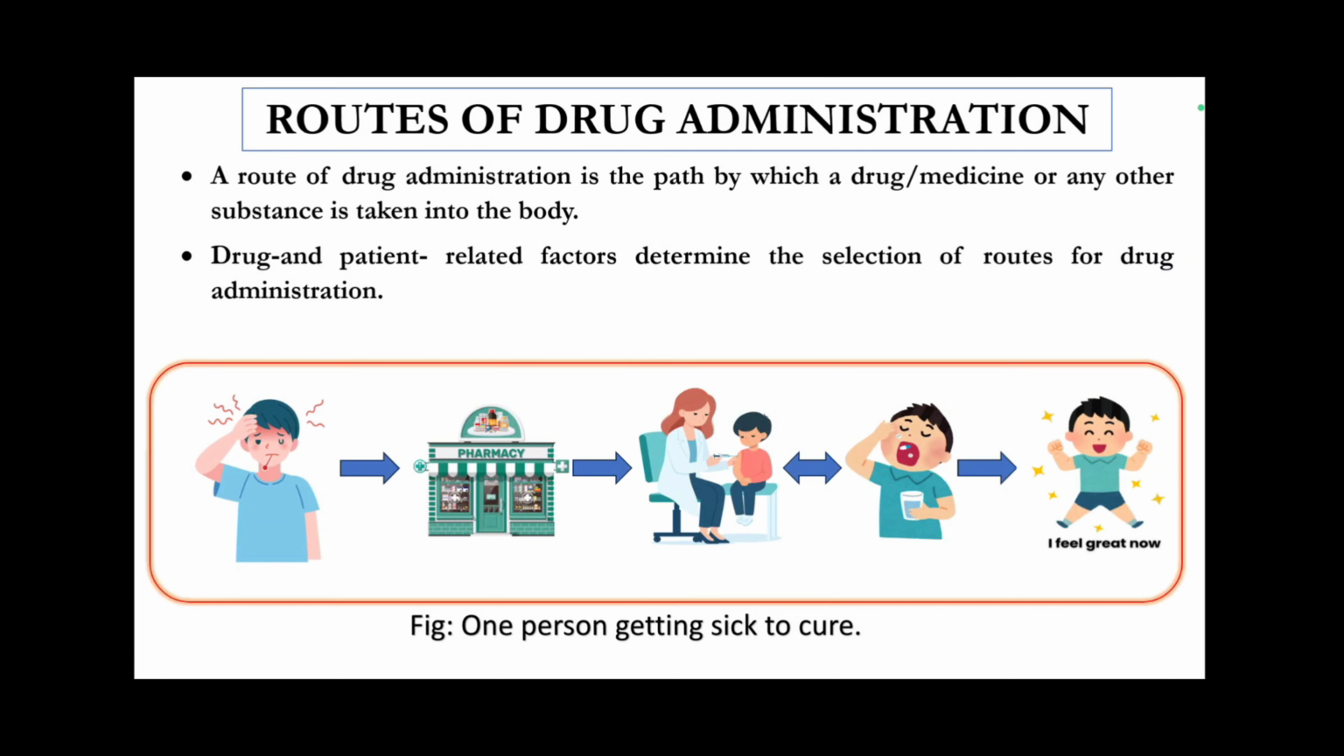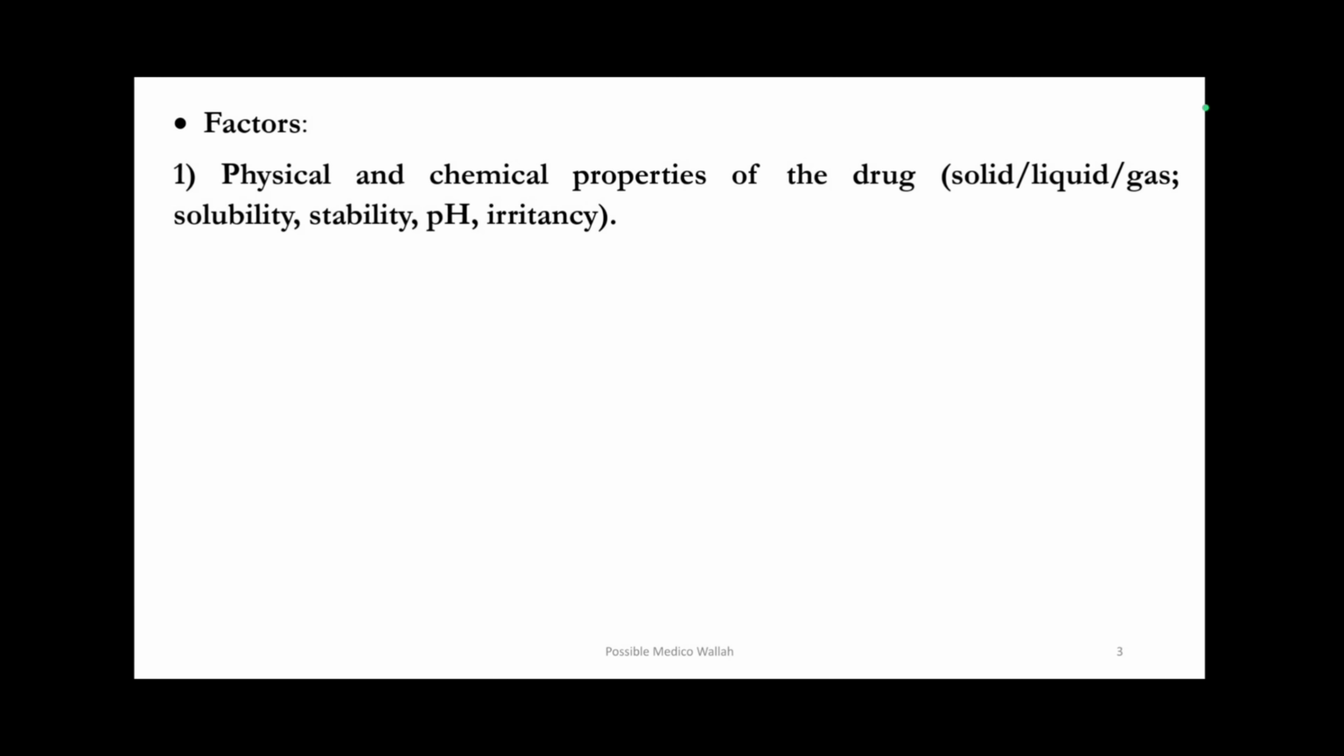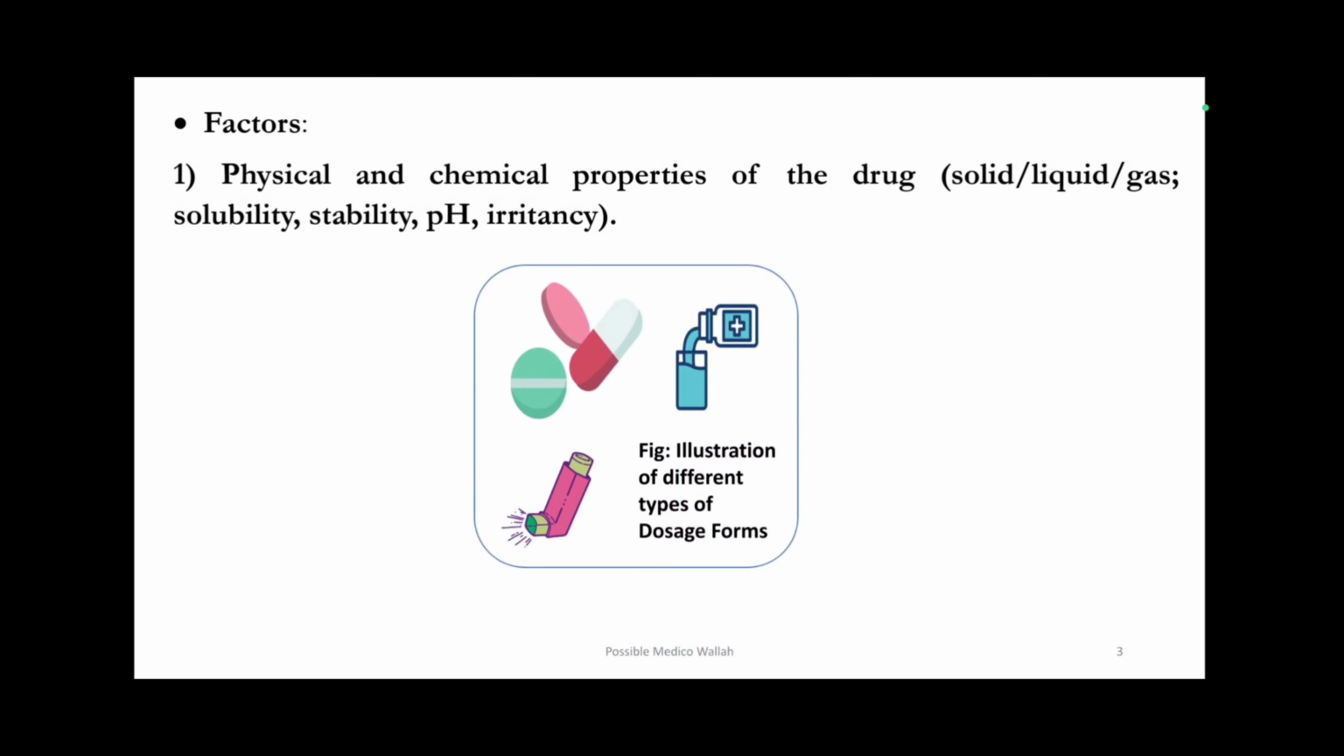Drug and patient related factors determine the selection of routes for drug administration. Route of administration depends on several factors, like physical and chemical properties of the drug. Under the physical properties, a drug can be a solid, liquid or gas. Under the chemical properties of the drug: solubility, pH, stability and irritancy. Go through the link given in the description for more details, and you can refer to the i button.